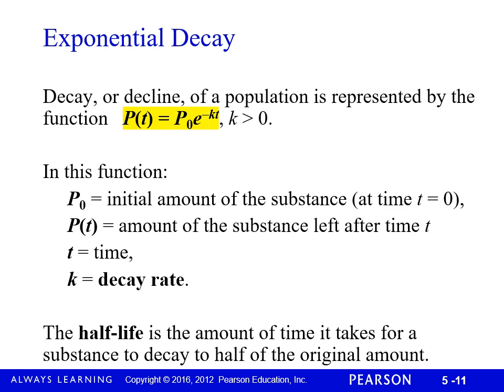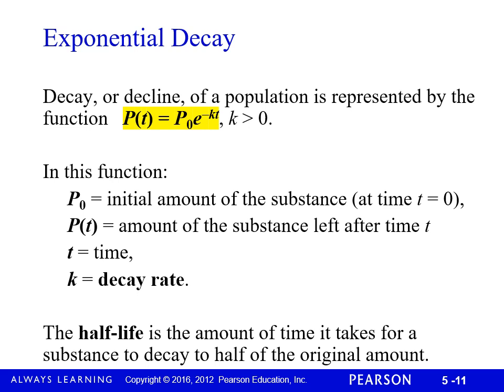Exponential decay works the same way as exponential growth, except instead of our population increasing for growth, it's decreasing for decay. The only thing that's different about this formula is that there is a negative in the exponent. So the exponent is technically negative, even though we still say our growth rate or decay rate should be a positive value. Okay.